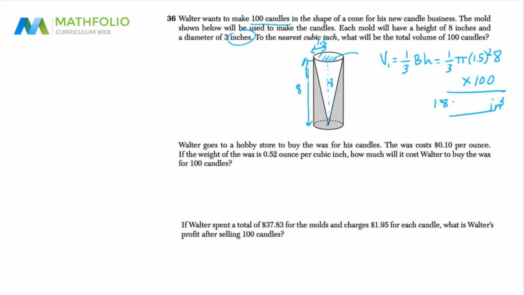Now this does say to the nearest cubic inch, so 1884.95, and then goes on 55. So this needs to be rounded to the nearest cubic inch, so I'm going to go 1885 inches cubed. That's going to be my answer for the first part.